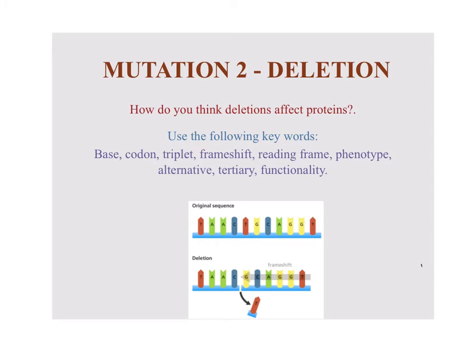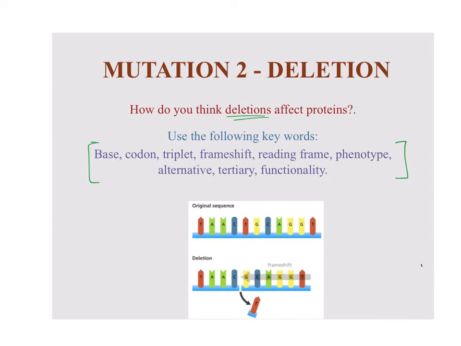So can you have a go, you can pause now, at reading these keywords that I've put here in purple: base, codon, triplet, frame shift, reading frame, phenotype, alternative, tertiary, and functionality, and have a go at describing how deletion mutations affect protein structure. Okay, so you can pause. I'd say spend maybe 4 minutes on it, just to make sure that you're really using all of those keywords.